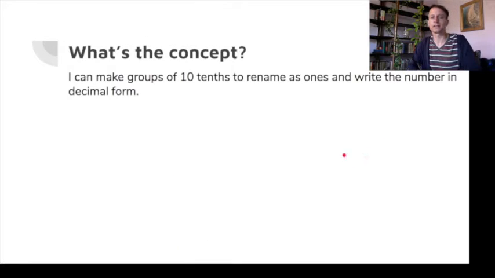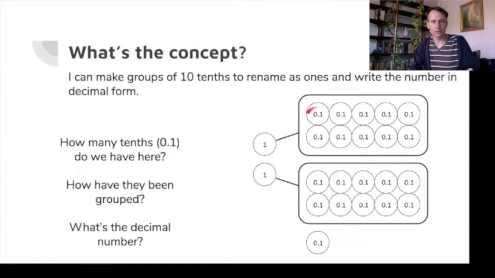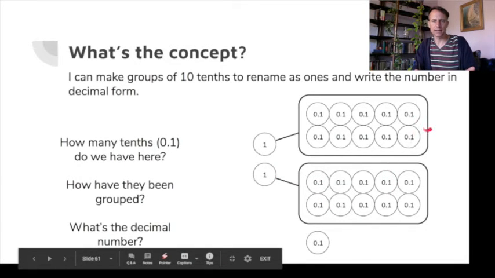All right, while Ed cooks that, we are going to make groups of 10/10 to rename as ones and write the number in decimal form. Well, what does that mean? Let's look at it. So, here we go. 1 whole I can decompose as 10/10. And here again, 1 whole decomposed to 10/10, and then just hanging out here randomly I have another 1/10.